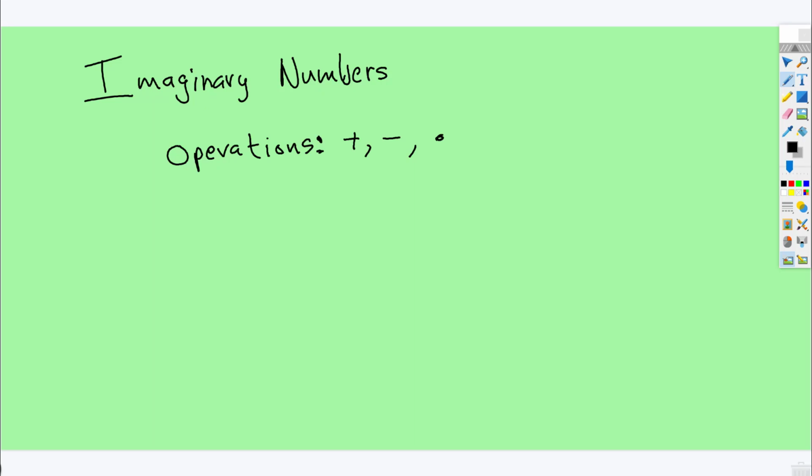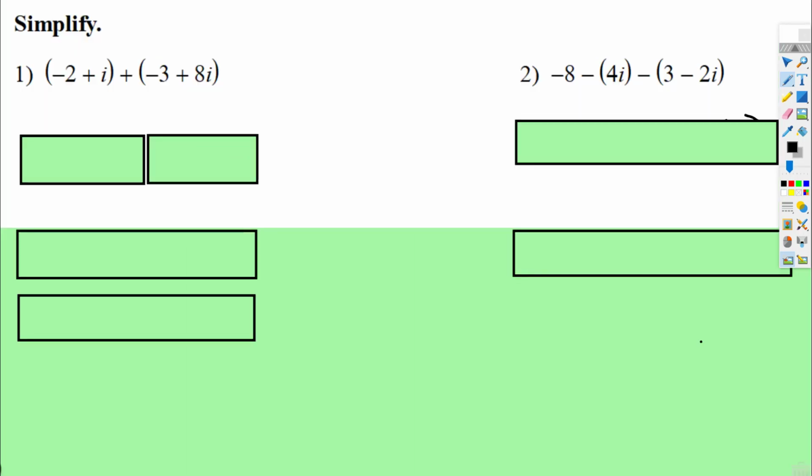Okay, now we're going to do operations with imaginary numbers. For this video, we're going to add, subtract, and multiply. For addition and subtraction, all you're worrying about is like terms.